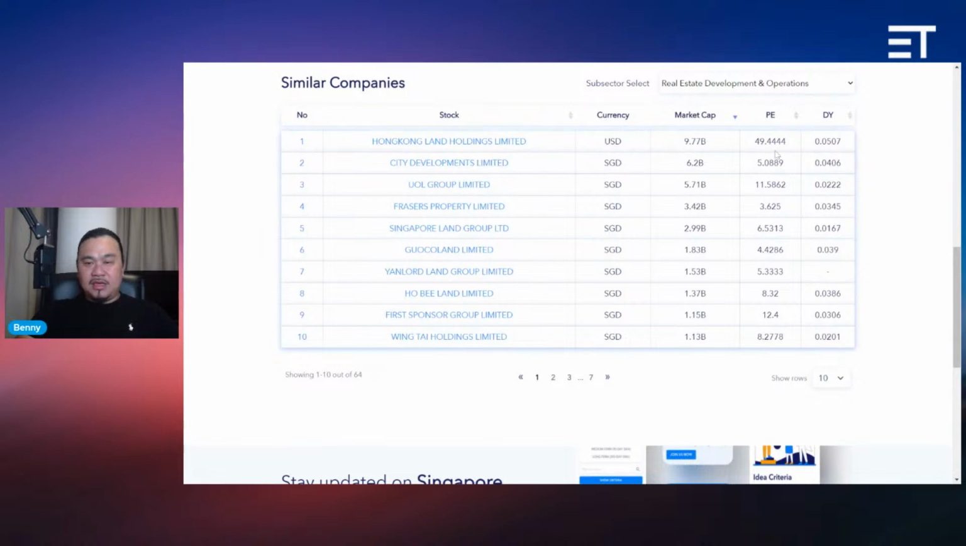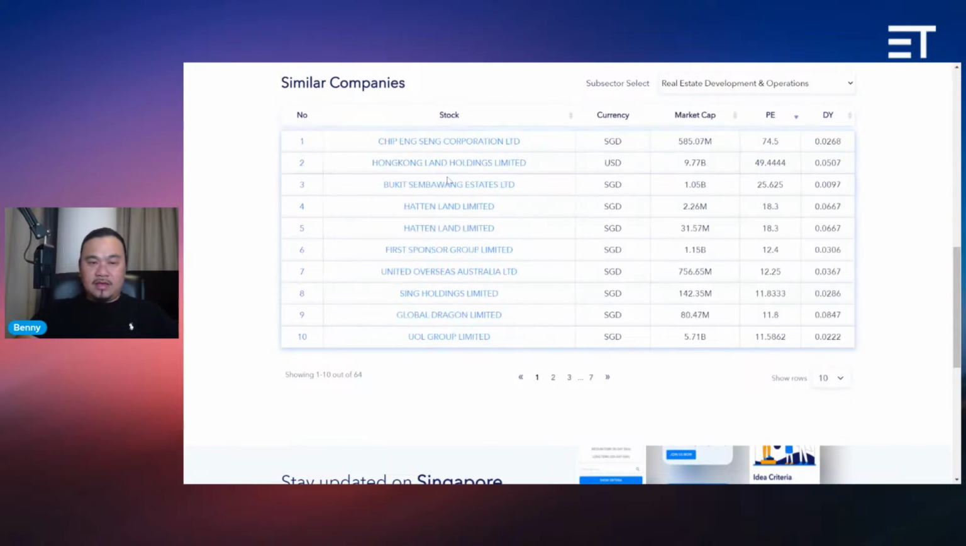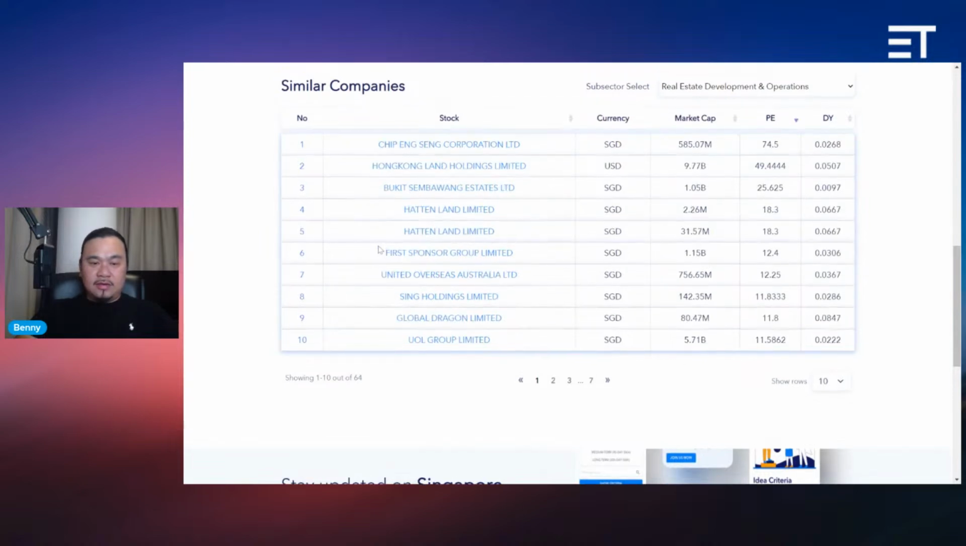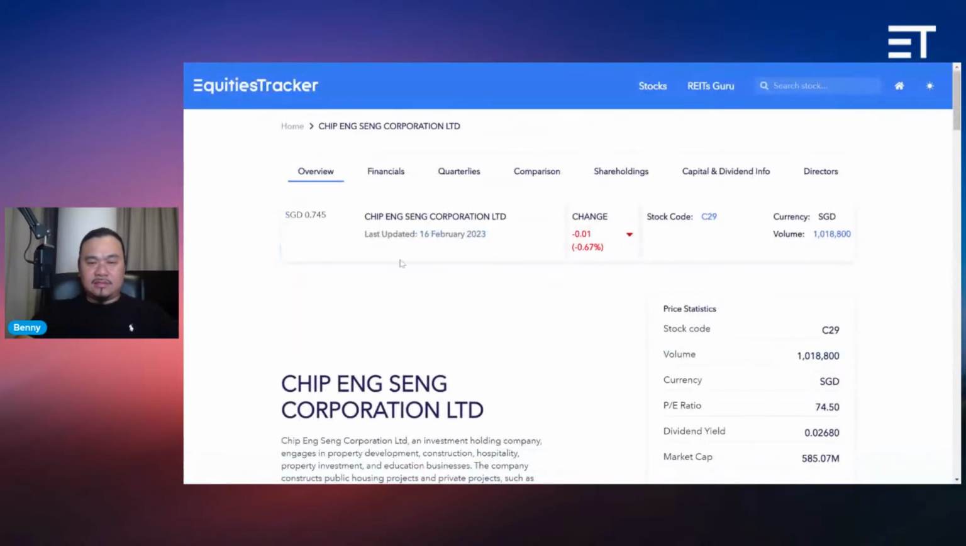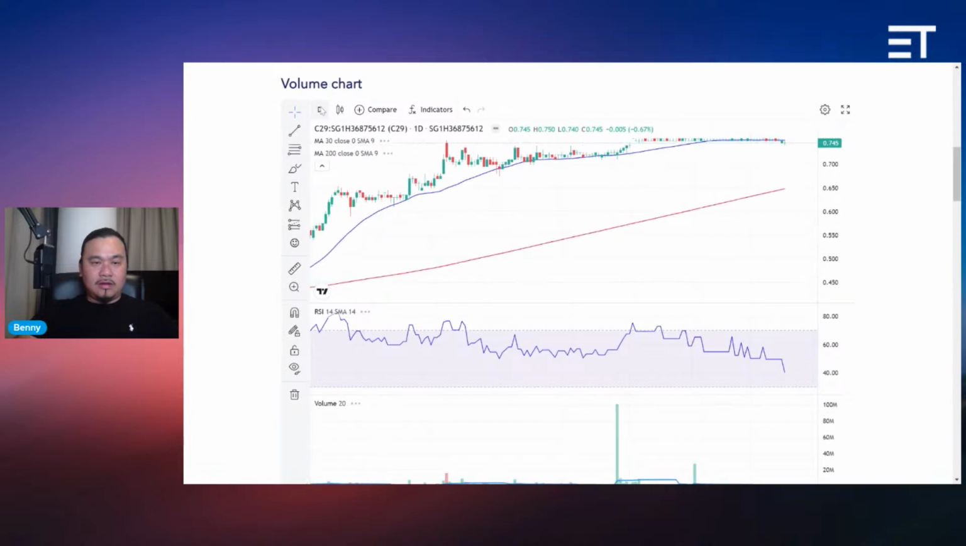Market cap, PE, you look at PE, for example. You look at all the other companies here. These are the PE. So like Chip Eng Sing Corporation actually has 74 times PE. Oh, this is quite interesting. Let's take a look at this, right? I mean the share price has already gone up quite a lot.